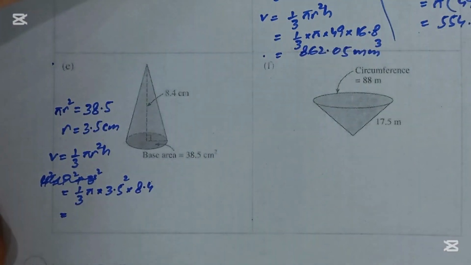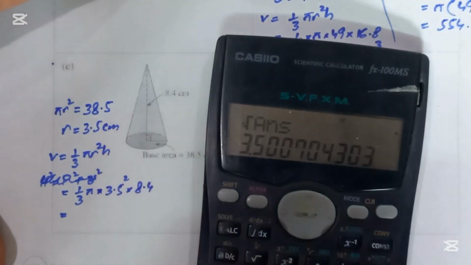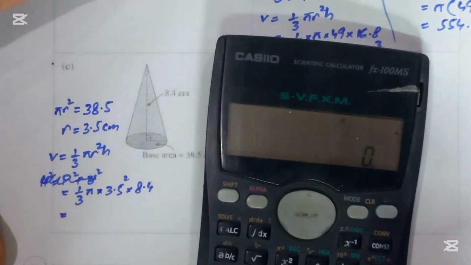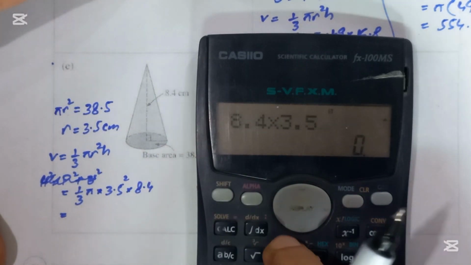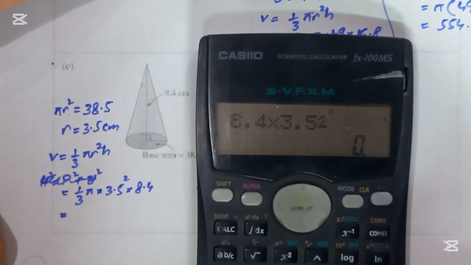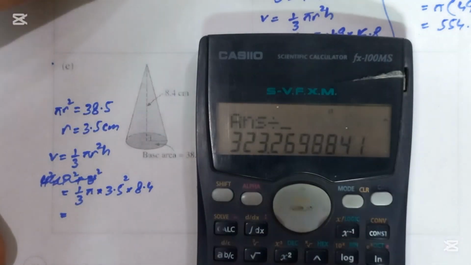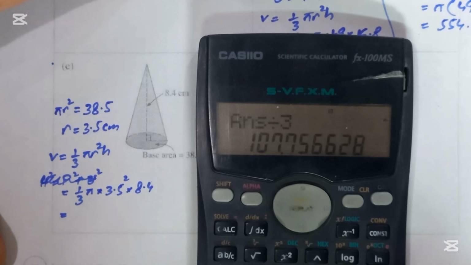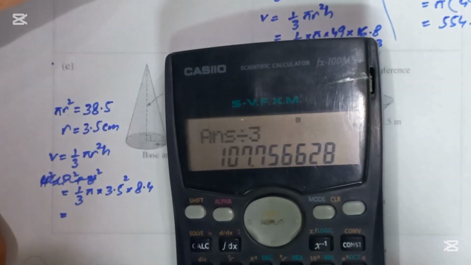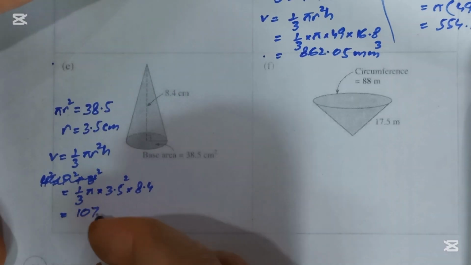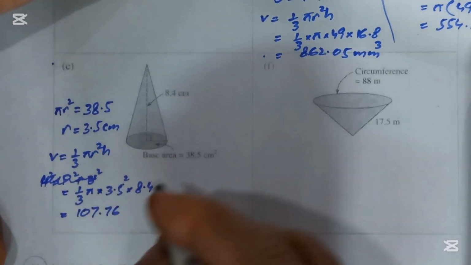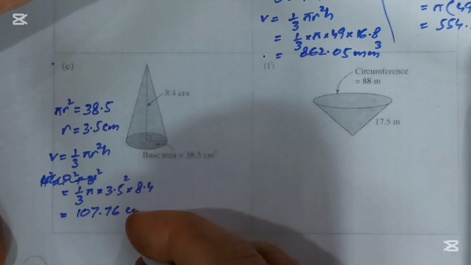Now use the calculator. 8.4 multiplied by 3.5 square, multiplied by pi, equal, divided by 3. The answer is 107.76. Centimeter cube will be the unit.